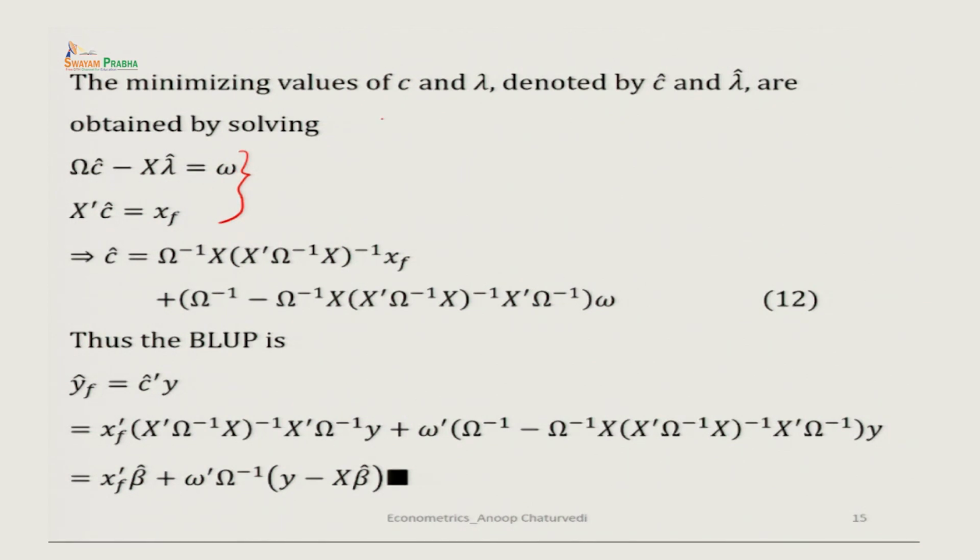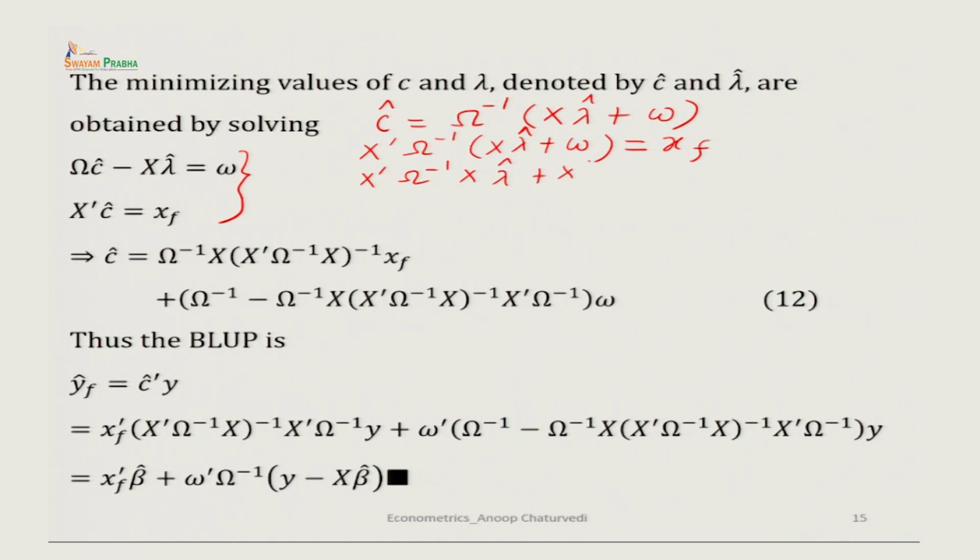Now, from the first equation we obtain C hat equal to omega inverse X lambda hat plus small omega. And then we substitute this value of C hat in second equation. So, we obtain X transpose omega inverse X lambda hat plus small omega equal to X F. And then from here we obtain X transpose omega inverse X lambda hat plus X transpose omega inverse small omega is equal to X F, or lambda hat is equal to X transpose omega inverse X inverse X F minus X transpose omega inverse small omega.